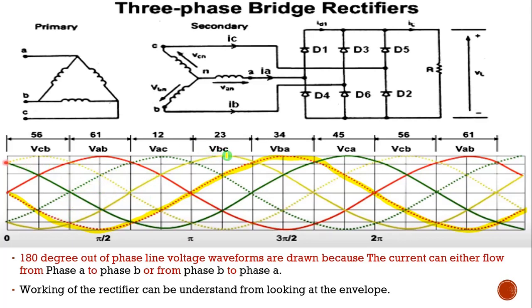VBC is this yellow line. For that, the 180-degree phase shift gives us VCB. This is VCB. Now this green line is VCA, and the green dotted line will be VAC. The green dotted line is VAC. So the 180-degree phase shift lines have also been drawn.